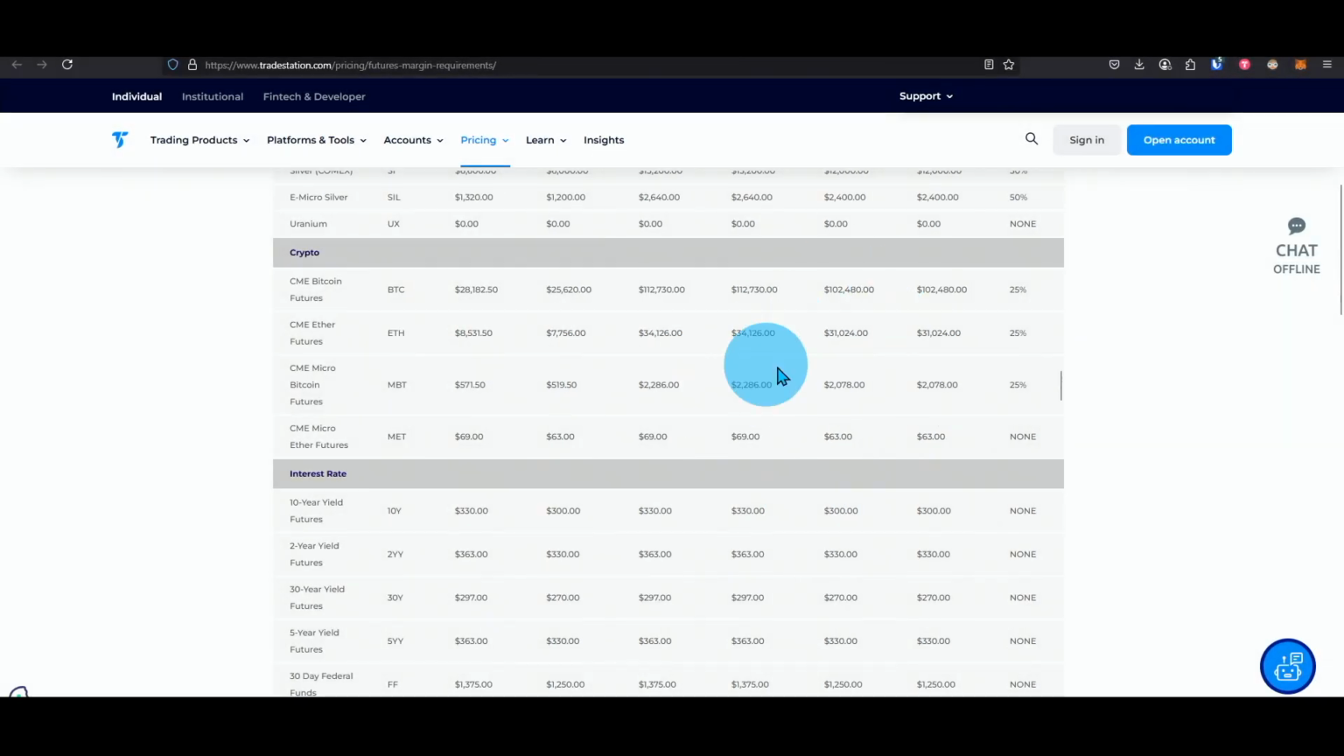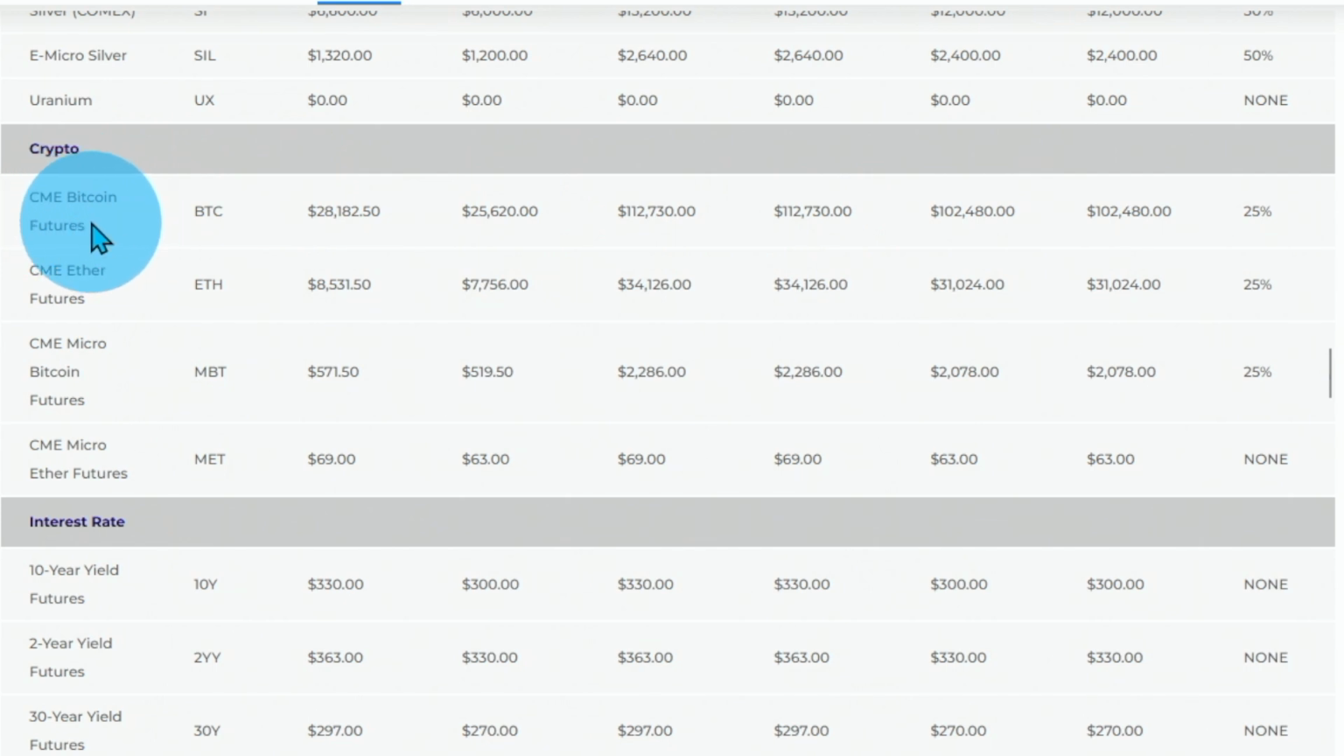Now, there is still one more caveat. Bitcoin futures require a huge amount of capital to trade. So this is the Bitcoin futures on CME, and it requires about $113,000 to trade a single contract, which is what I used in the strategy that I showed you. But you can use the micro Bitcoin futures, which requires about $2,300 for a single contract.